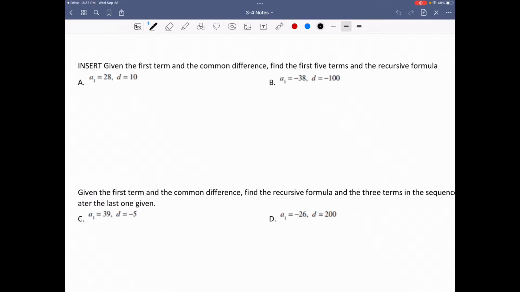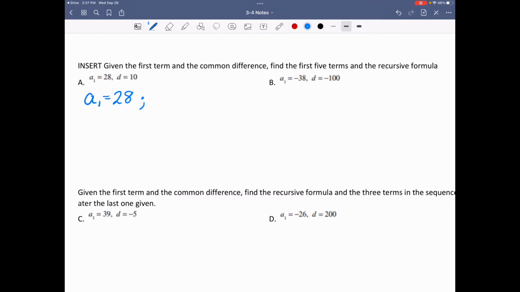Let's practice with arithmetic sequences. Give the first term and the common difference. Find the first 5 terms and the recursive formula. All right, so recursive formula we learned yesterday, but we are starting with A1 equals 28. That means our first term is 28. The difference is 10, so that means we will add 10 each time.